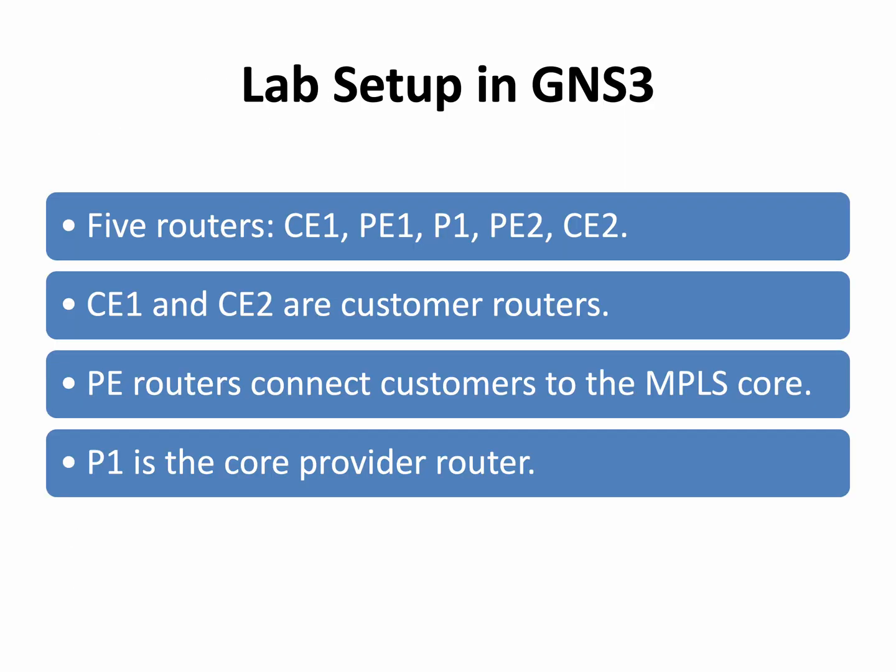So to test MPLS in these networks, I used GNS3, and this lab consisted of 5 routers, which were labeled CE1, PE1, P1, PE2, and CE2. And that's how the topology started off. CE1 and CE2 were labeled as the customer routers, with PE routers connecting the customers to the MPLS core, and P1 was the core provider router.